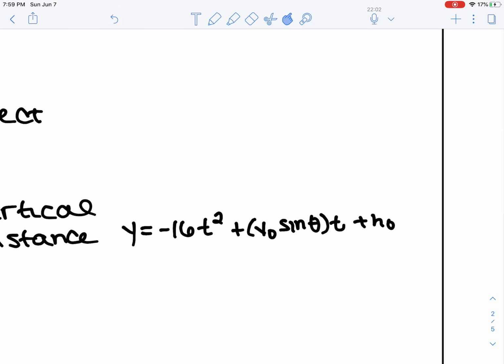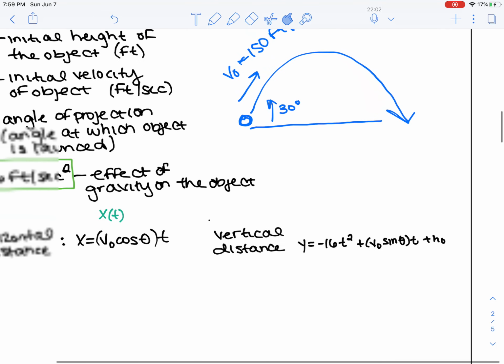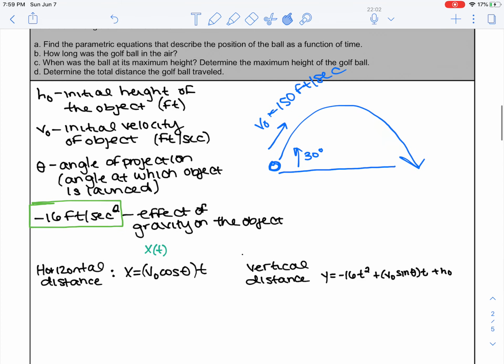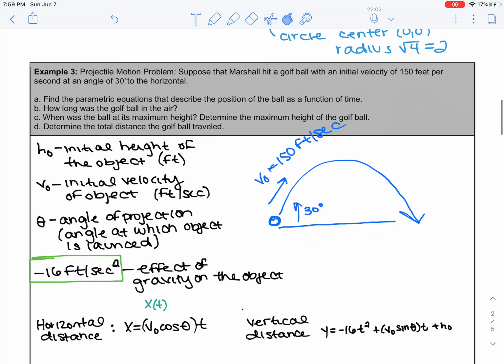We haven't even started looking at the problems yet, and that's okay. There's a lot to unpack here. So let's refresh ourselves on what's actually going on. Again, we're looking at Marshall hitting a golf ball with an initial velocity of 150 feet per second at an angle of 30 degrees to the horizontal.